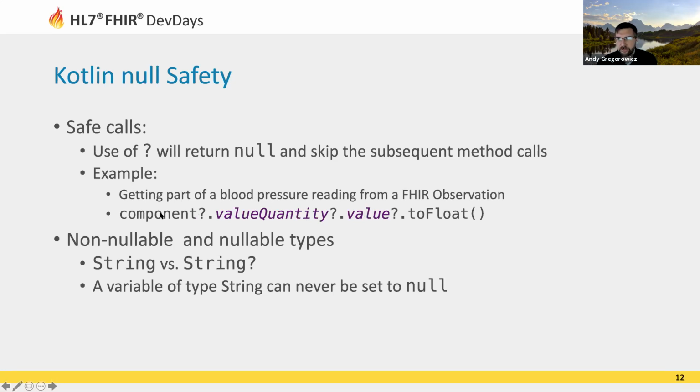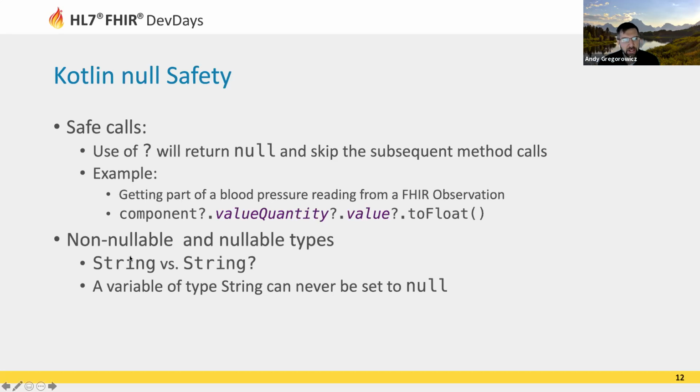So that allows me to dig all the way into this particular FHIR resource and not really have to go through and say, okay, if component is not equal to null, then give me the value quantity. If value quantity is not equal to null, then give me the value. If value is not equal to null, give me the float representation of that. I can just briefly do that on one line and be sure that my code's not going to crash if for some reason I have a weird resource that leaves some of this information out along the way.